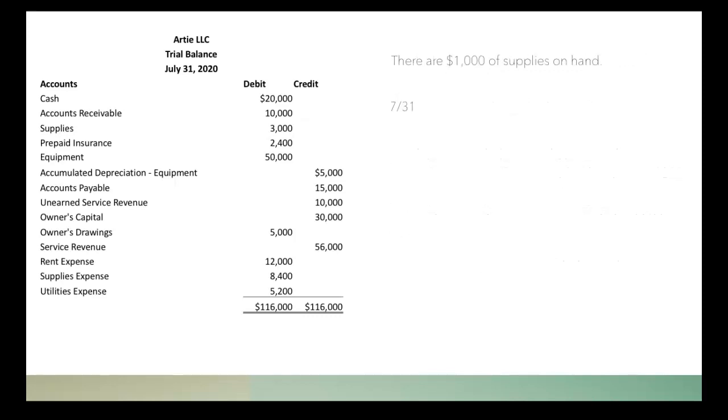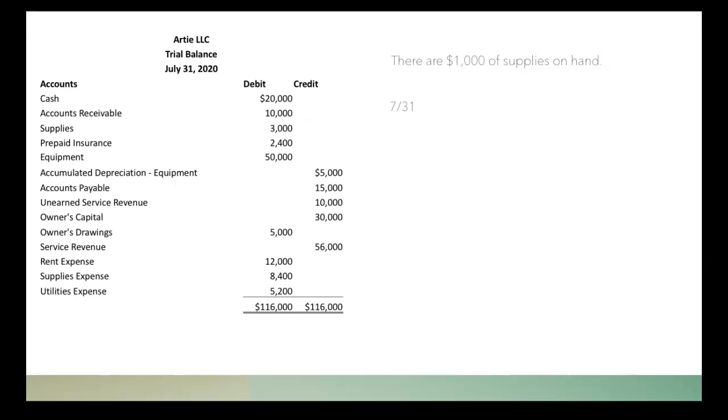So let's work on the first one. It says there's $1,000 of supplies on hand. So this is when we take a look at our trial balance, and we take a look at supplies, our third account down. And we see that going into work today, we thought that we had $3,000 worth of supplies.